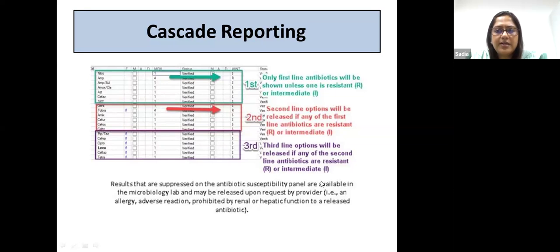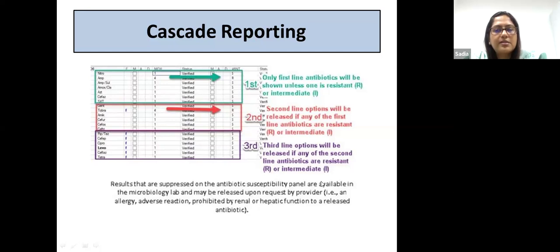Unless it's a complicated case, generally the physicians would treat with baseline drugs. Like if you have beta lactams, you would use baseline beta lactams. But even if these are sensitive, sometimes people do use third generation cephalosporins or carbapenems. So in order to stop this practice, it is generally advised that you do a cascade reporting where you release the first line antibiotics first, and then the second line, and then the third line.